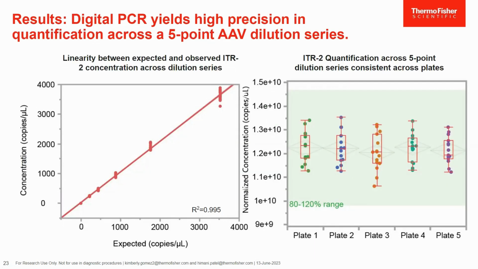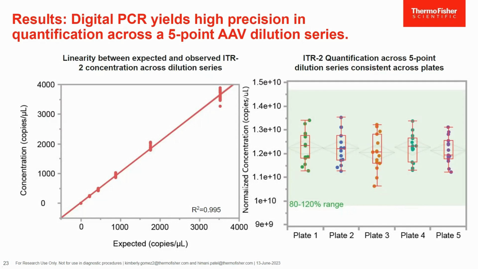In the second half of our study, we used a 5-point dilution series rather than one single concentration. As you can see in the graph on the left, we evaluate the dilutional linearity of our samples on the Absolute Q. Our R-squared value here is 0.995, which indicates a strong linear relationship between our expected copies and our actual results.